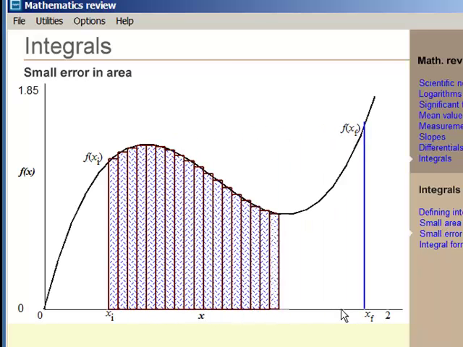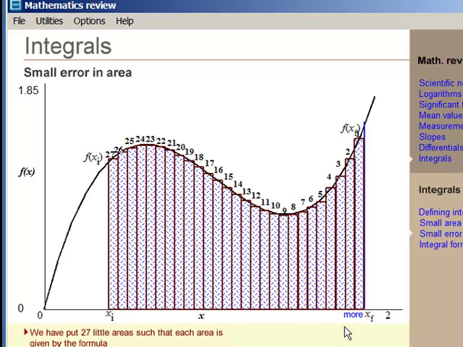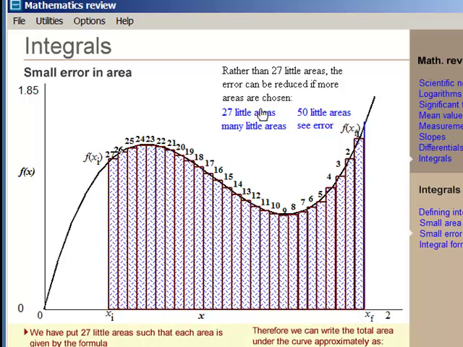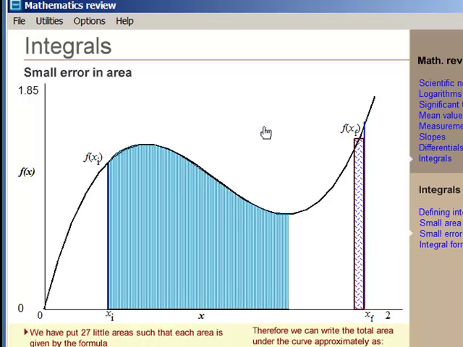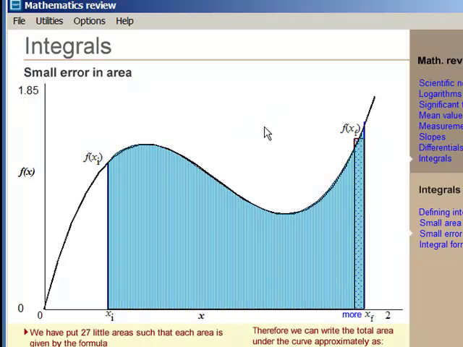Between 2 points, xi and xf, we can sum up the total area under the curve by summing up a lot of little areas. The integral just adds up many small areas, and the more we have, the smaller the error. By taking narrower and narrower areas, the error gets smaller and smaller.